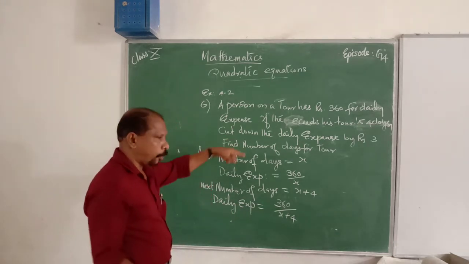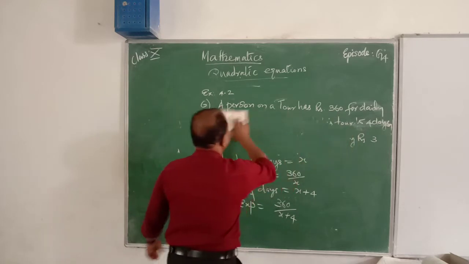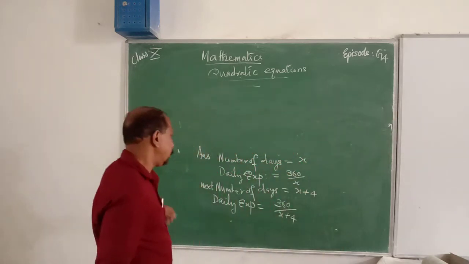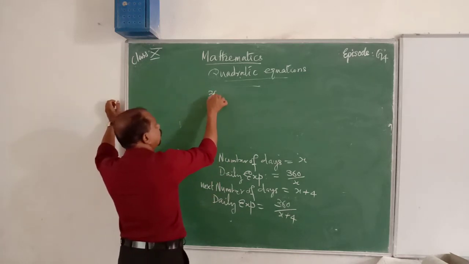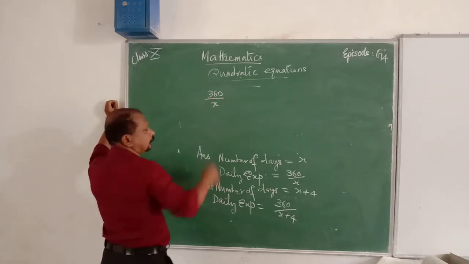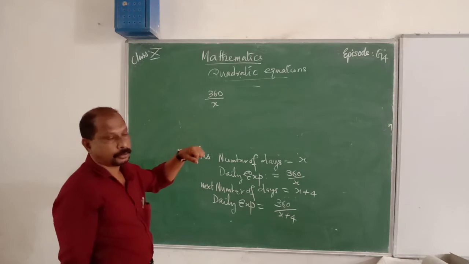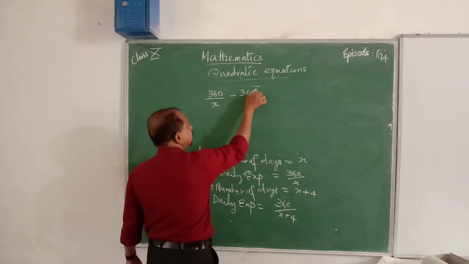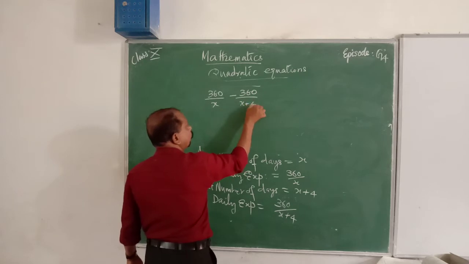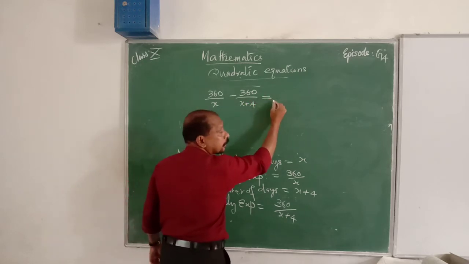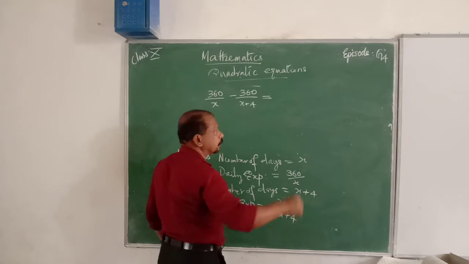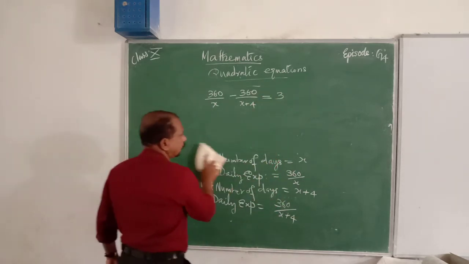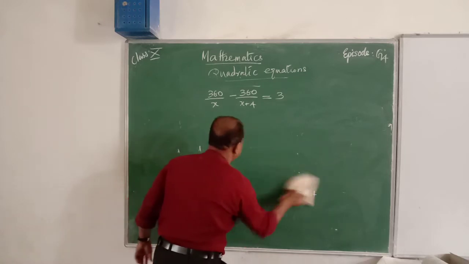Then from this problem we know that 360 by x, that is the daily expense before increasing the days, minus 360 by x plus 4. The difference between these two is what? 3 rupees reduced. That is 3. This is the equation.